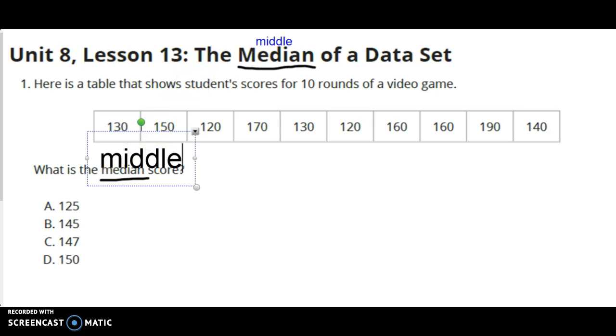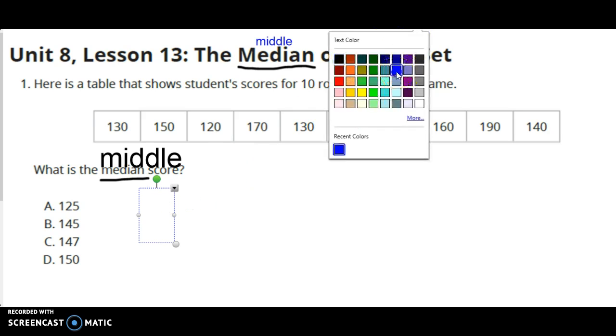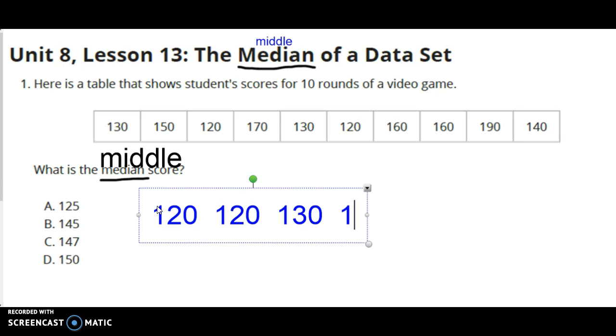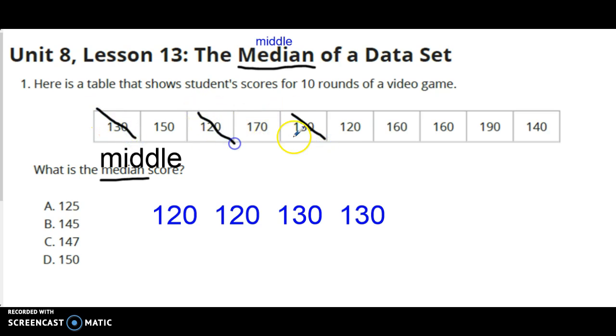So in order to find the middle score, I really have to reorder all of these scores from lowest to highest. So what I'm going to do is rewrite each score and then cross them out as I go. So I'm looking at my list for my lowest score, and I see that my lowest score is 120. There's actually two 120, so I'm going to write two of those. And then I see 130. Again, two 130s. So let's go up here just to make sure we don't get confused. Cross off our 130s, cross off our 120s.